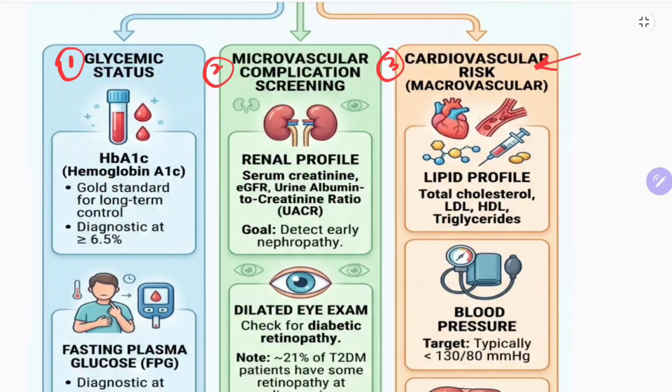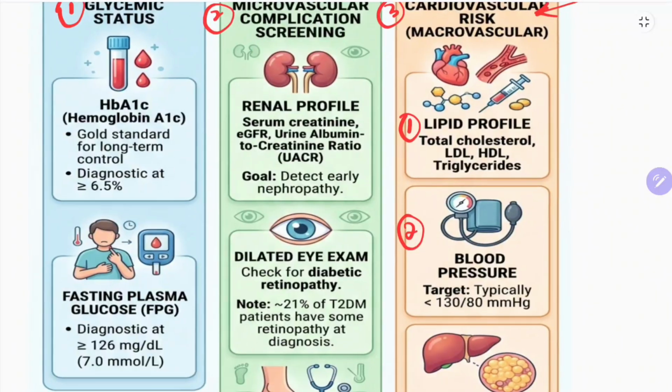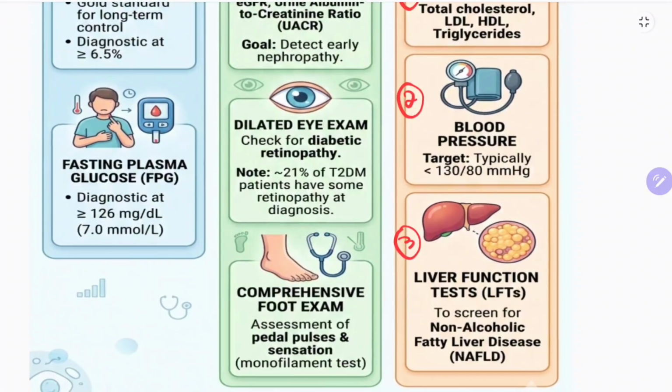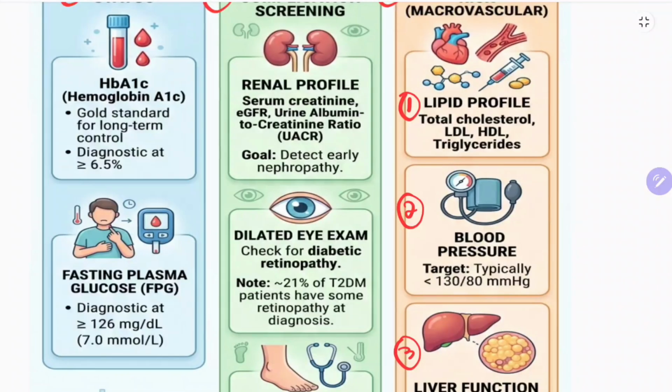For macrovascular complications, we will mainly measure cardiovascular risk. Measure the lipid profile: total cholesterol, HDL, LDL, and triglycerides. Second thing is measure the blood pressure. Third thing is order liver function tests to screen for non-alcoholic fatty liver disease. So you will perform a lipid profile, order a baseline LFT, and check the BP.